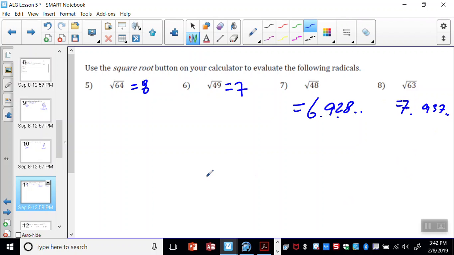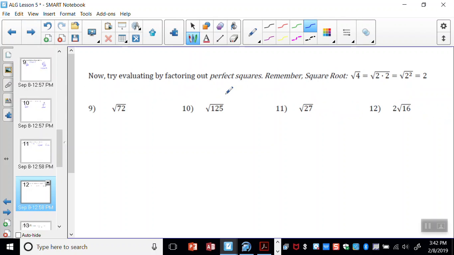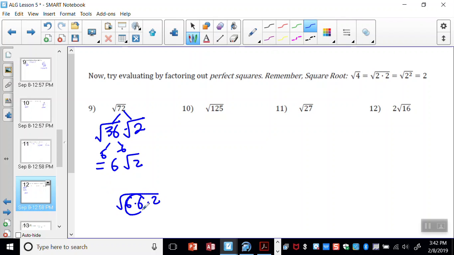Now try evaluating, but with the perfect squares. Remember, square root of 4 is 2 because inside is 2 times 2 and 2 comes out. So 72 you can factor as 36 times 2. And what is the square root of 36? It is 6, so it's 6 square root of 2. You can think of it as 6 times 6 times 2 inside, and the 6 comes out. So this is your final answer.